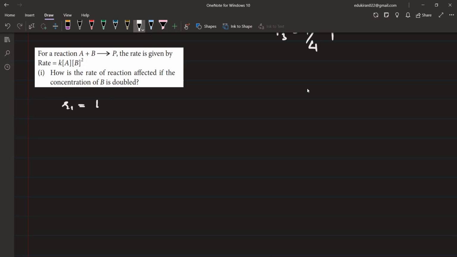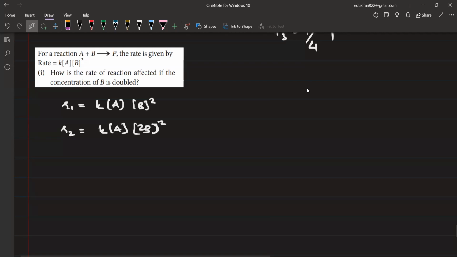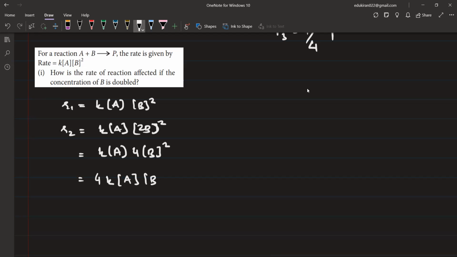So R1 is going to be equal to K into A and B square, and R2 is going to be K into A 2B square. I can write this as K into A 4B square, and I can write this as 4 into, sorry, and this is nothing but R1.